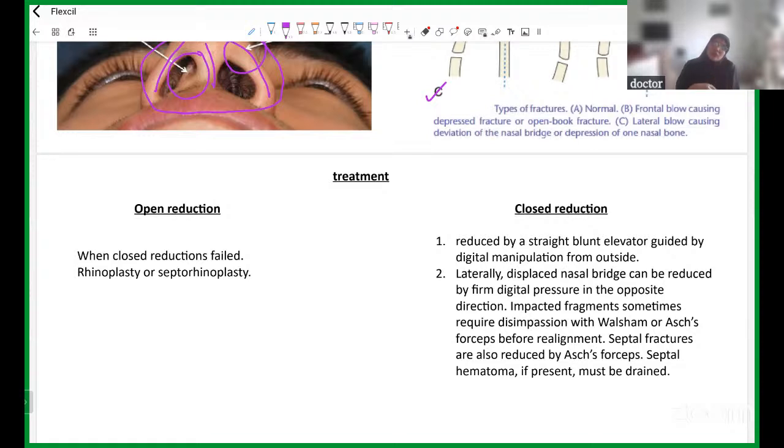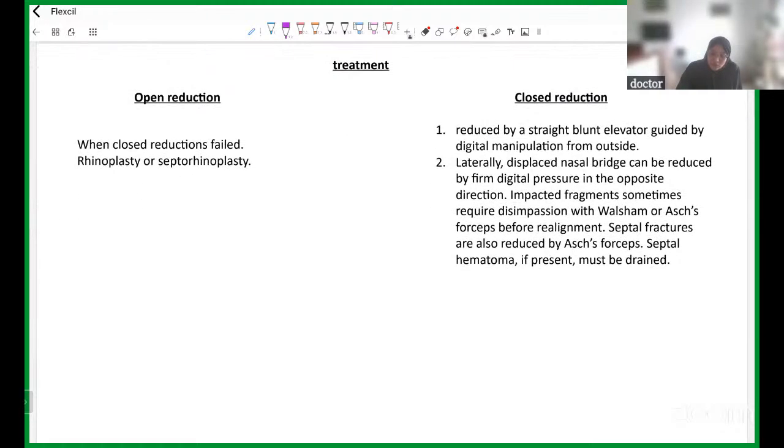Those procedures were actually used back then for patients who had nasal deformities due to RTAs, but now they are more commonly used for cosmetic appearance, according to the patient's wish. So we have open reduction, where you do a rhinoplasty or septorhinoplasty, or a close reduction where you wait for the edema to subside, if any, and do it before 2 weeks, because after 2 weeks the nasal bones will start to heal by themselves. All right.